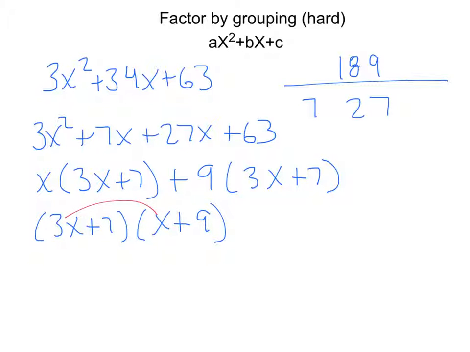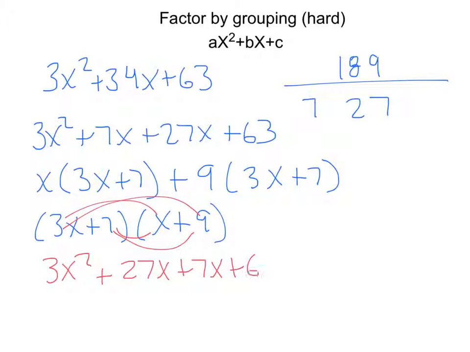So we'll say 3x times x, 3x squared. 3x times 9 plus 27x. 7 times x is plus 7x. 7 times 9 is plus 63. And then we add that back up, and we get 3x squared plus 34x plus 63.